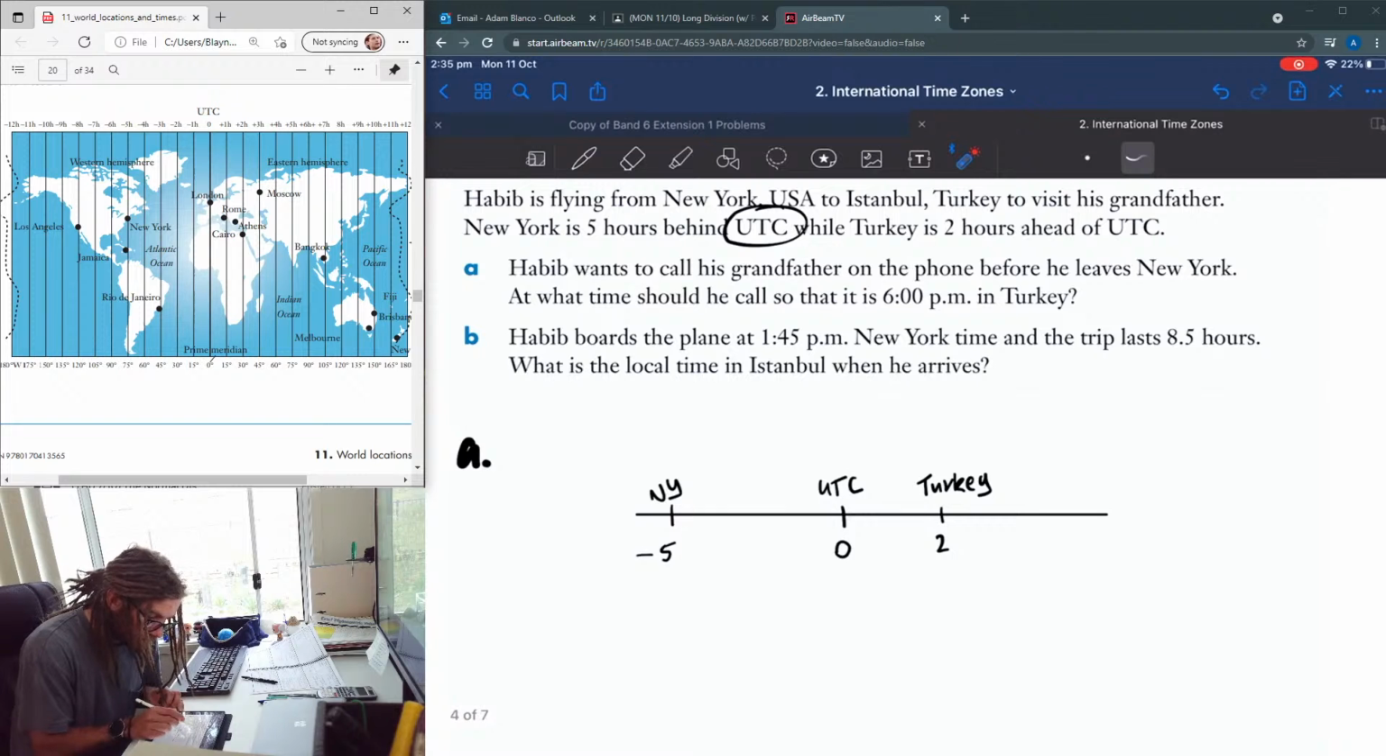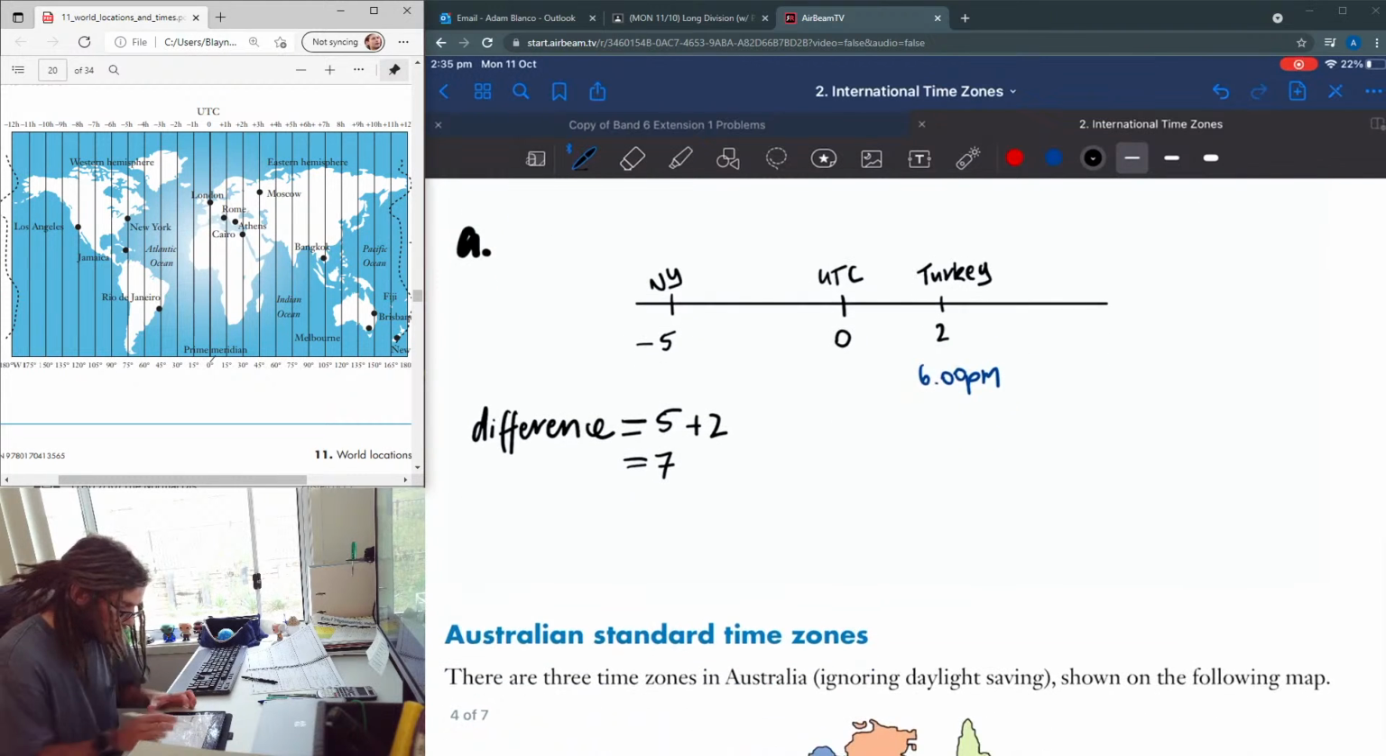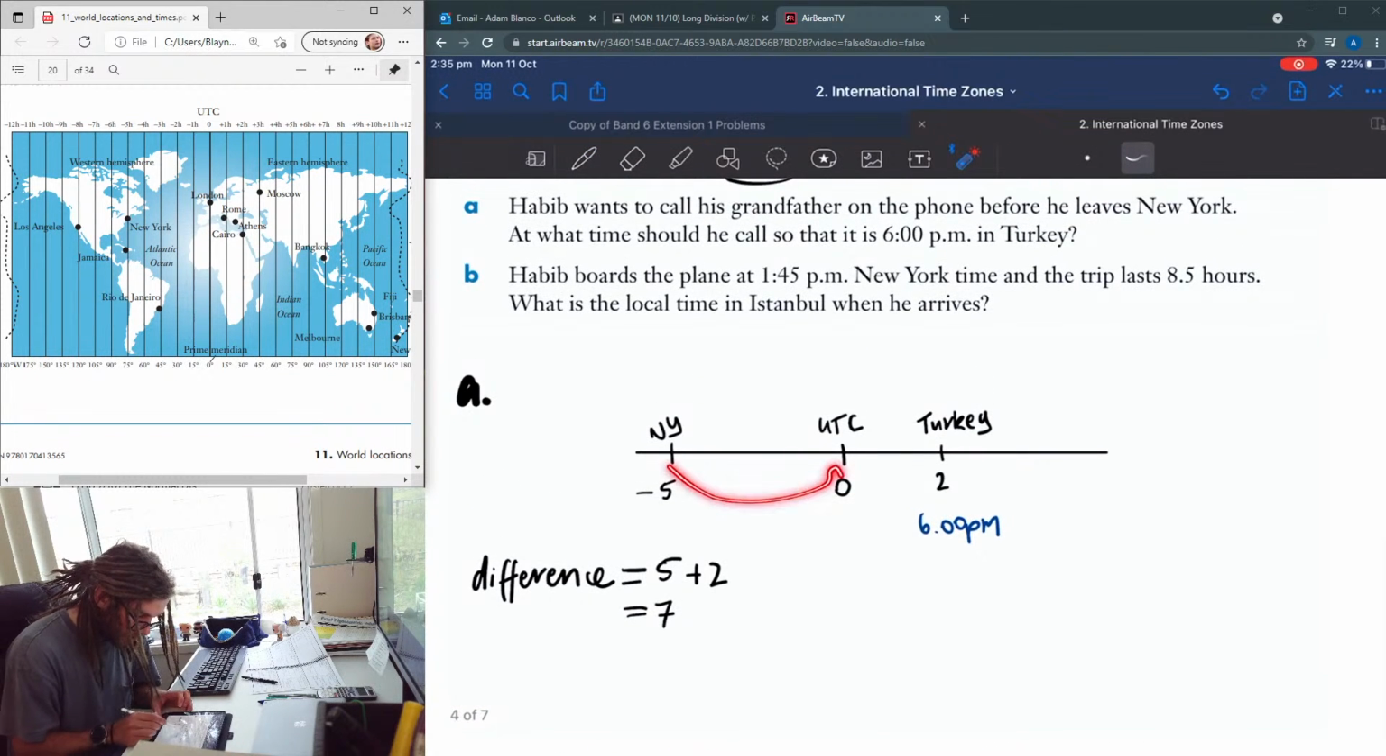So what have I got? It's 6 p.m. in Turkey, and I want to know what time it's going to be here. The first thing I need to do is identify what the difference is, and the difference is 5 and 2. So this is the working out I'd show. The difference is 5 plus 2, which is quite obviously 7. So that's my difference there.